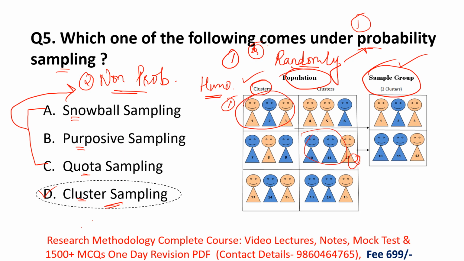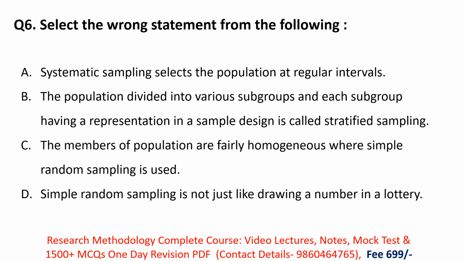Next question. Select the wrong statement from the following. In this question, we have to find out which statement is wrong among the following options. We'll see all the options one by one. Here option A is: systematic sampling selects the population at regular intervals. Yes, in option A, the definition of systematic sampling is given to us.